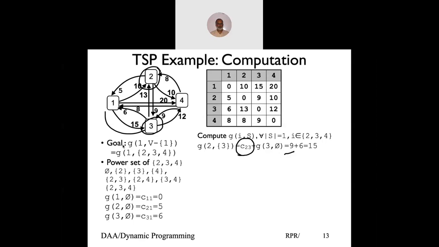Similarly, if you look at G(2, {4}), because I have already taken 2, from 2 either I can go to 3 or I can go to 4, and then from 4 there is nothing else to be chosen. So G(2, {4}) would be the cost C24 plus G(4, ∅), because 4 is already taken, so we can't take any more vertex. The cost C24 is 10, and G(4, ∅) is H41, which is 8. So we get 10 plus 8, which is 18.